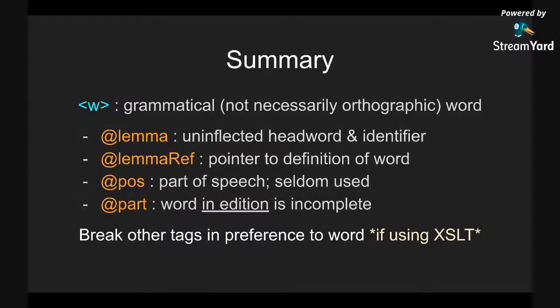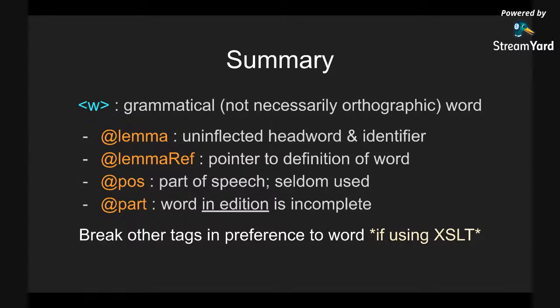So in summary, just a few notes about the W tag. The W element represents a grammatical word, which is not necessarily an orthographic word, as I've said. The attributes available that we've talked about are lemma, which is the most common one we use for the uninflected head word, can also be used as the identifier. That is the string that you index. The lemma ref can be used as a pointer to a dictionary, which defines and gives you the head word for that word. There's also a POS attribute, part of speech.